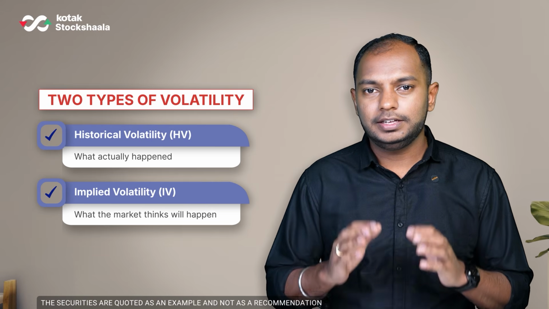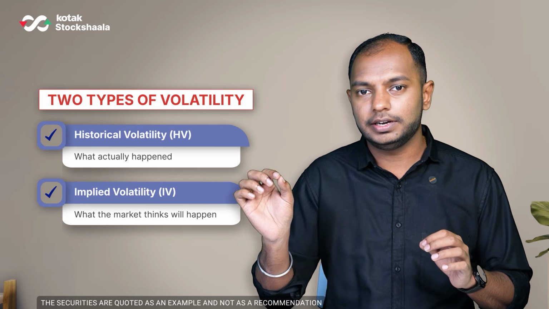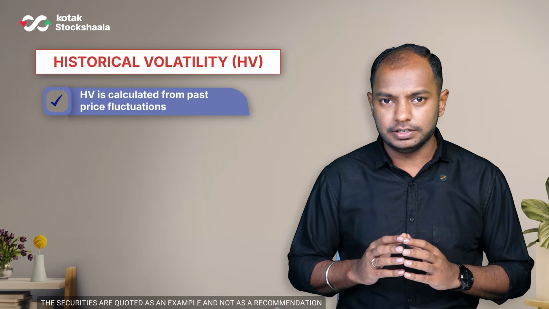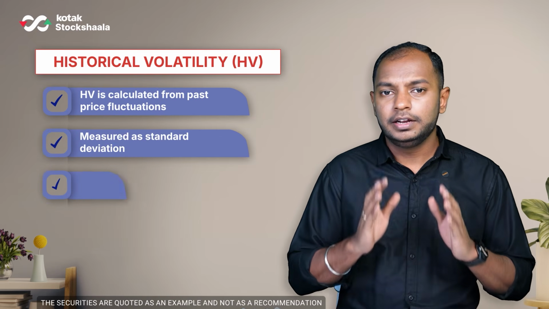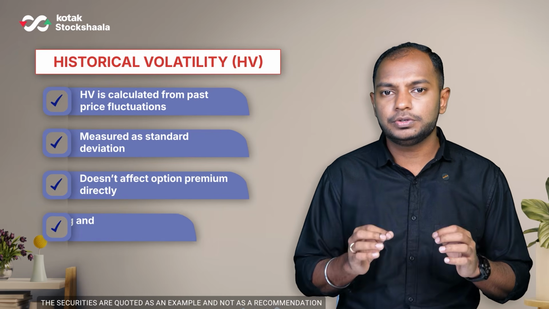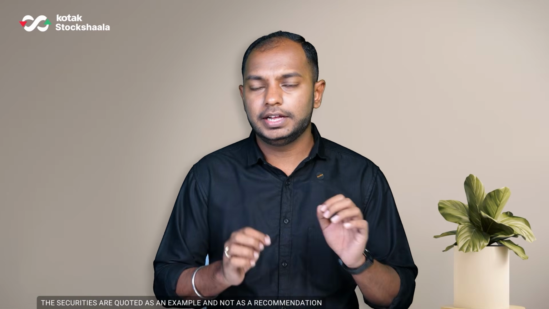For ease of understanding, moving forward, I will refer to HV for historical volatility and IV for implied volatility. HV is calculated from past price fluctuations. It is measured as a standard deviation. In fact, it doesn't affect the premium prices directly, but rather it is used for backtesting and strategy building. Now that we have understood HV, let's head to IV.